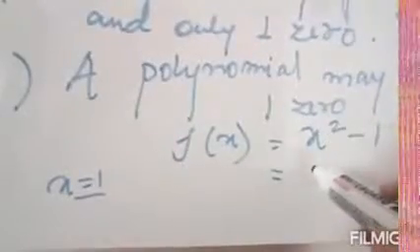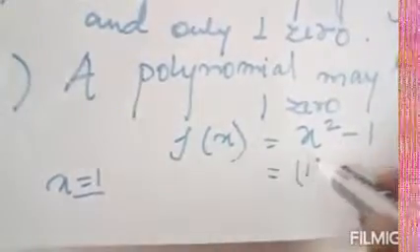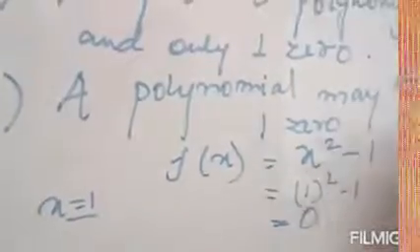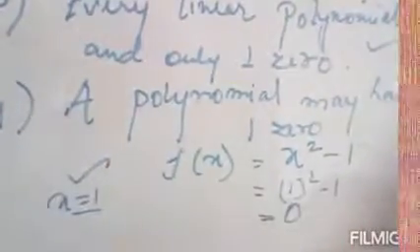Okay, x square means 1 square minus 1, which means 0. Similarly, x is equal to 1 is a 0 of the polynomial.